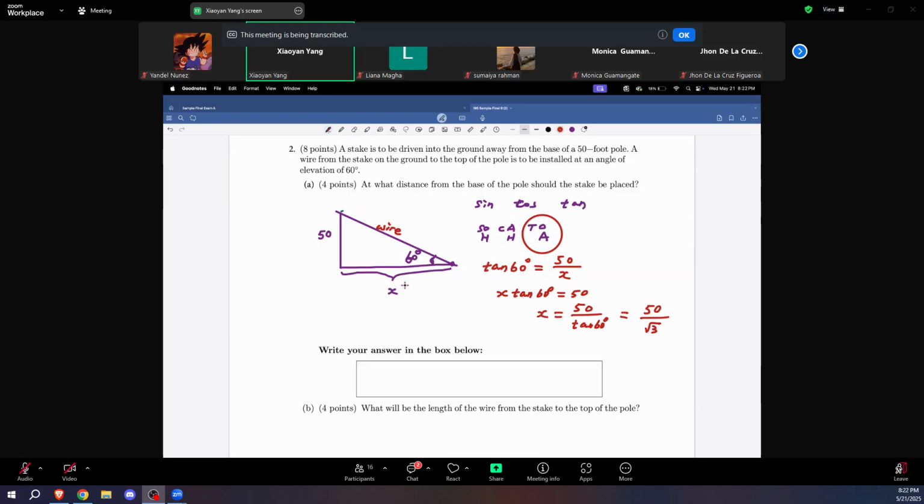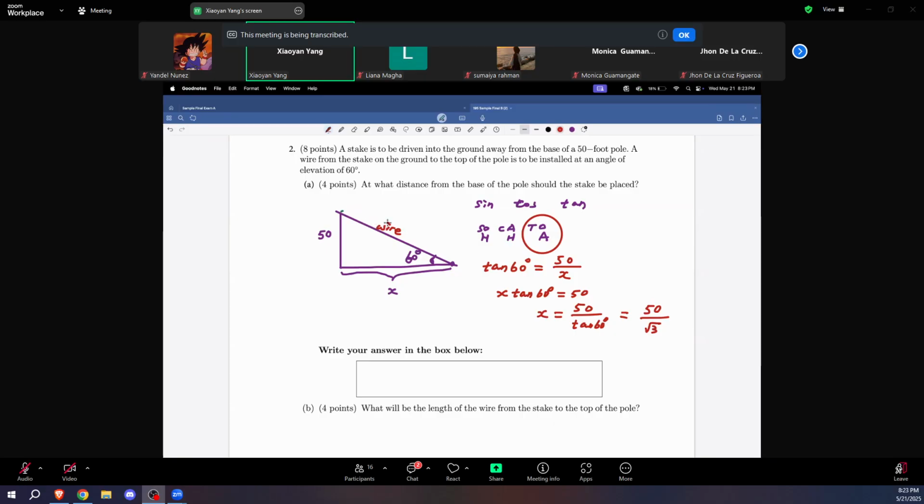You always use the given information. What's given? 50 and 60 are given. Do not try to use this x information. Maybe you will figure out the wrong answer. Okay, always try to stay with the given information. This answer is correct, but maybe you find the wrong answer. So try to avoid using the x value here. So what's the given value? 50 and 60, that's given.